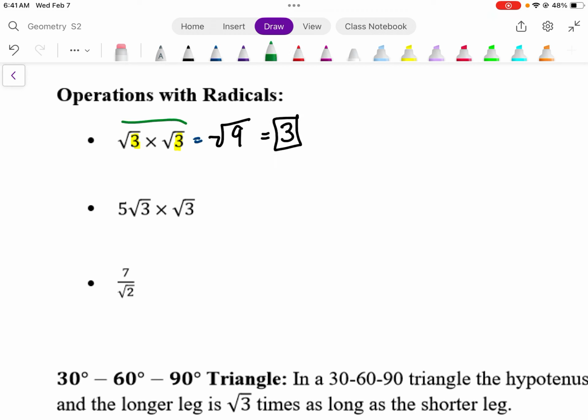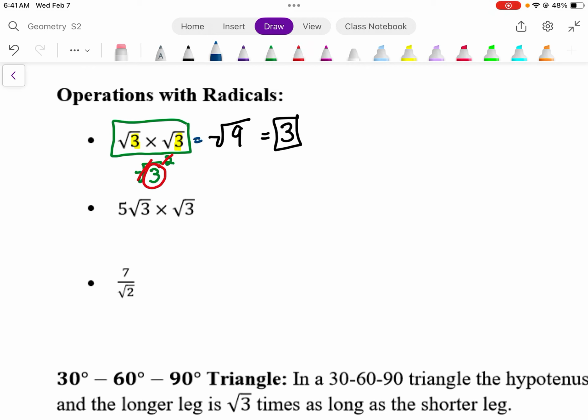So if you can recognize that you're multiplying the same square root times itself, that is the same thing as squaring it, or taking the square root of 3 squared. And those are inverse operations that cancel each other out, leaving you with the value underneath the radical.